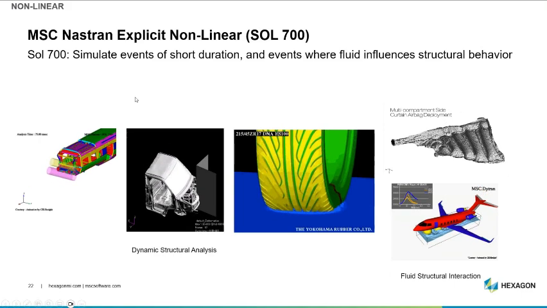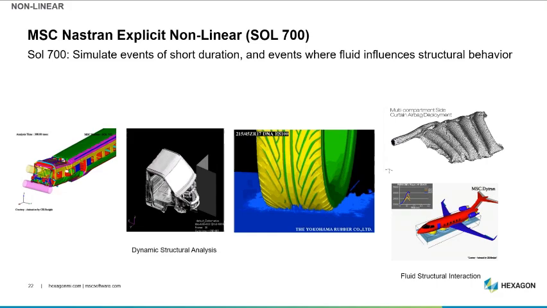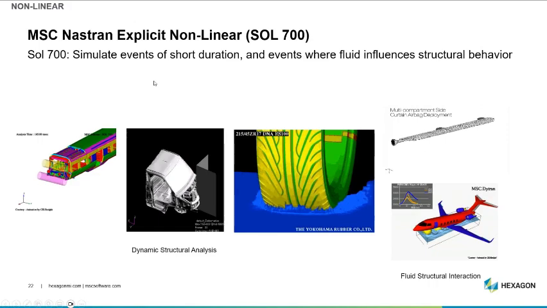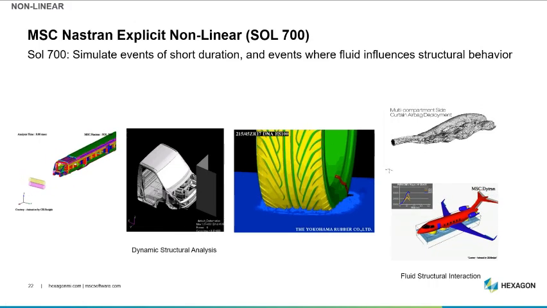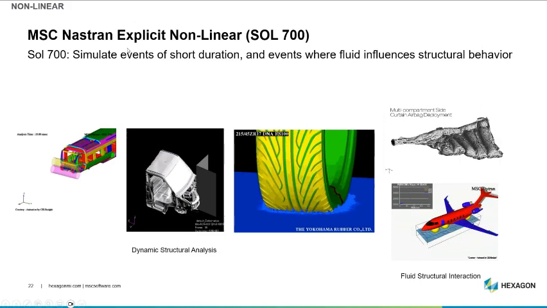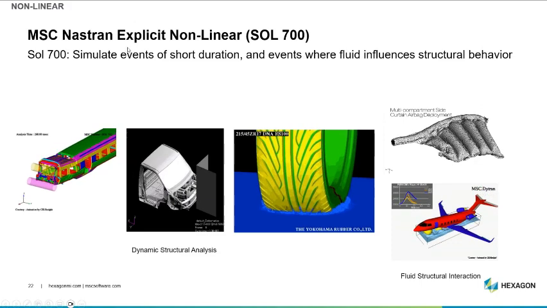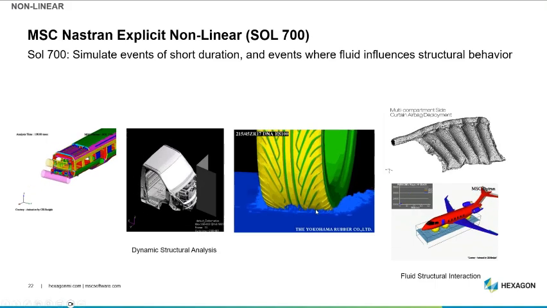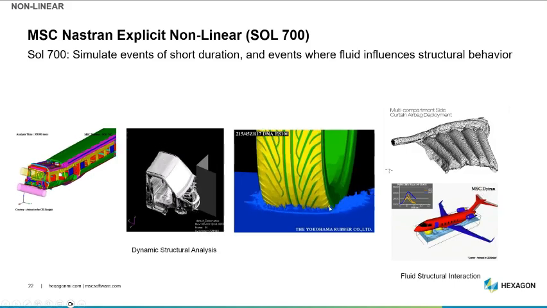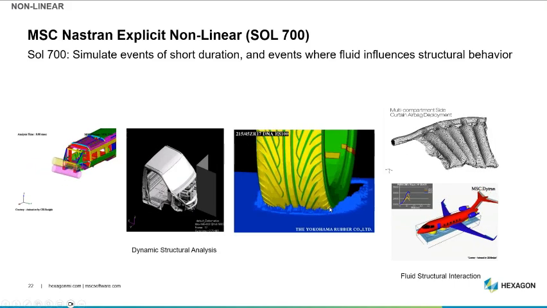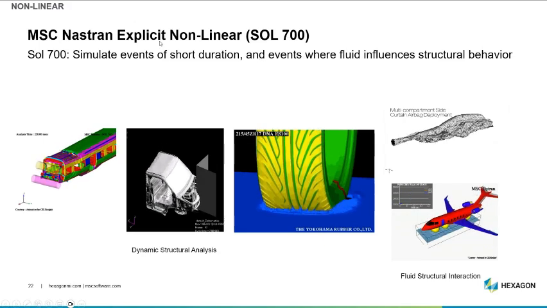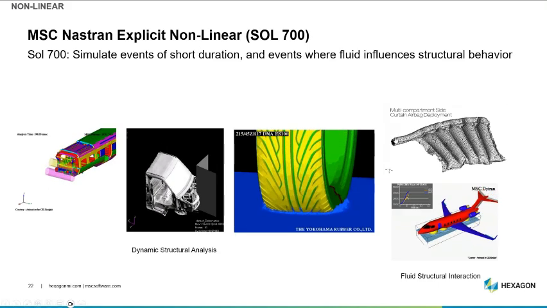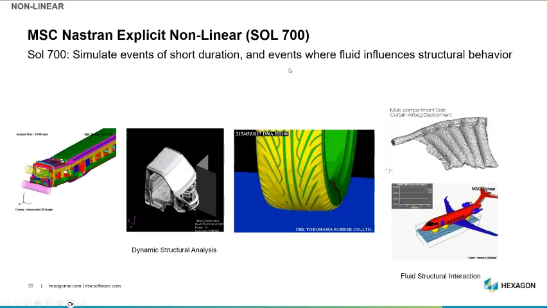Sol 700 is related to Dytran. It's not exactly the same, but it's close enough. So the intent is to run explicit analysis. If you're not familiar with implicit and explicit nonlinear, explicit is much more efficient per time step, but we're limited to very small time steps. So anything like a crash simulation or this fluid structure interaction, where we need a very small time step in any case for that to rotate, it makes more sense in this. Now again, we can do the same simulations in Dytran that we can do in Sol 700.